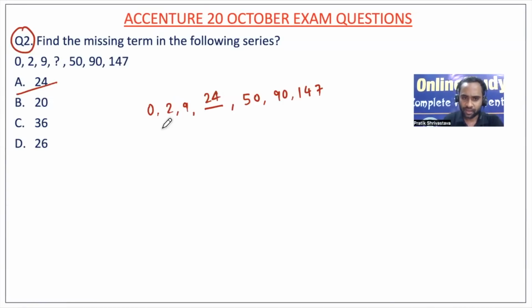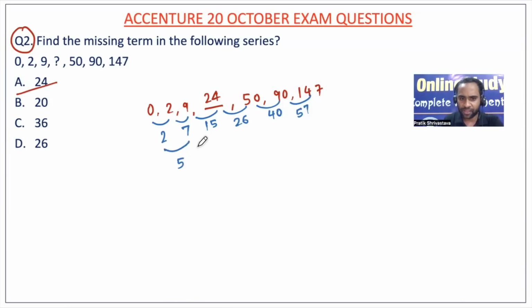Okay, then, so here you see the difference is 2, the difference is 7. In this case, the difference will be 15. And here if we see, the difference will be 26. Here the difference will be 40. And here the difference will be 57.